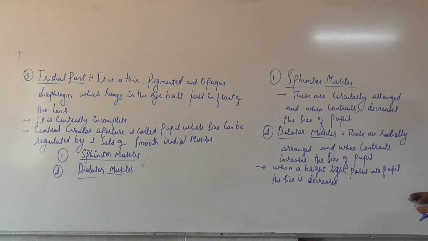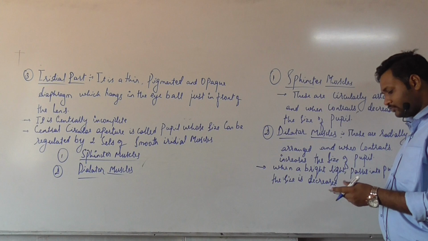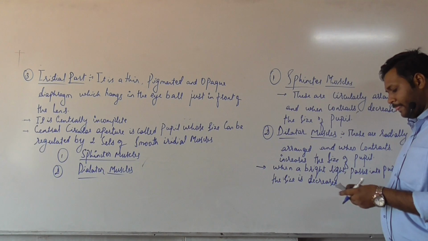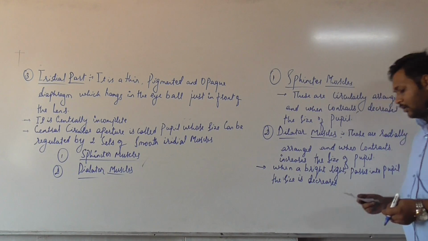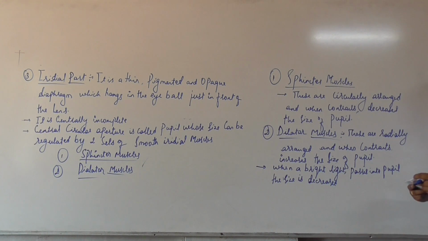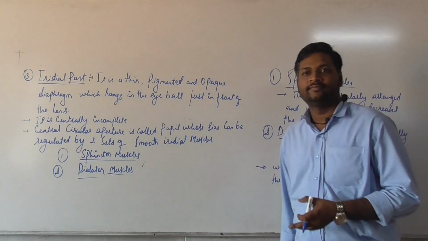Now fine, the next. When the pupil is decreased, the dilator muscles will help to increase the orifice later, means it will act later than the sphincter muscles, it will help in the dilation.